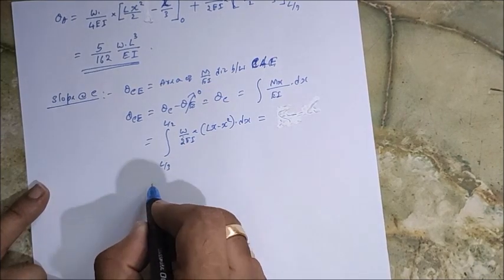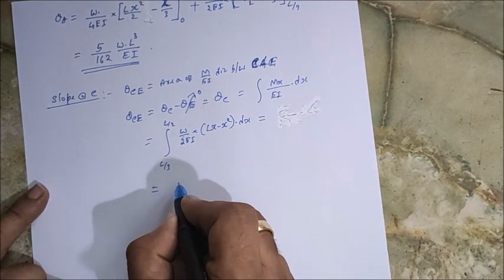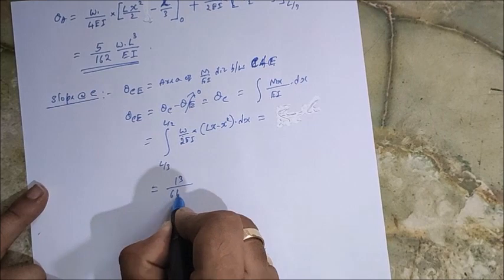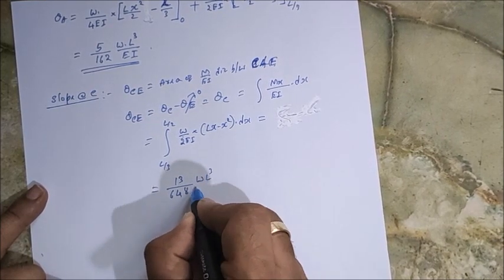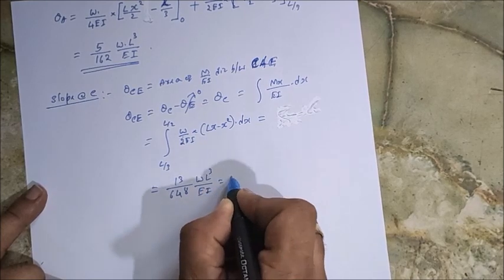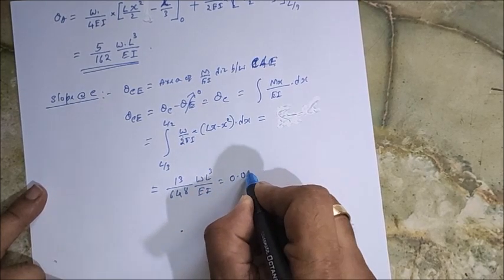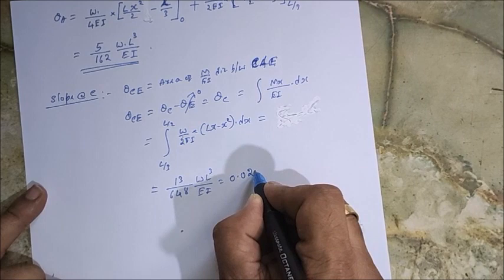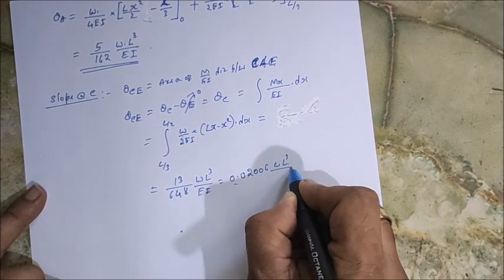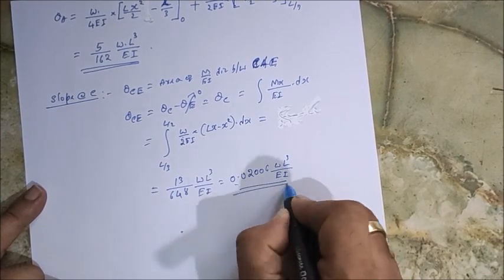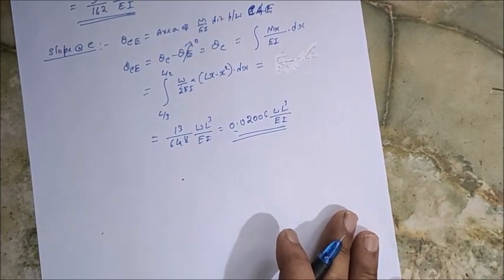Okay, if you solve, you will get it. This one is 13 by 648 WL cube by EI, or 0.02006 WL cube by EI. Okay, so that's all about the slope.